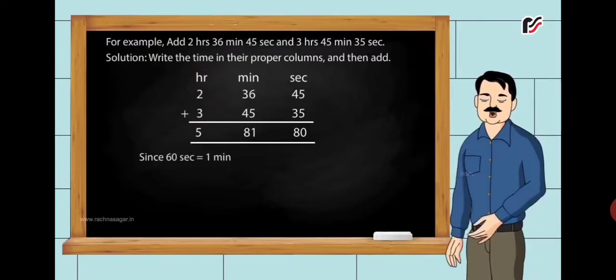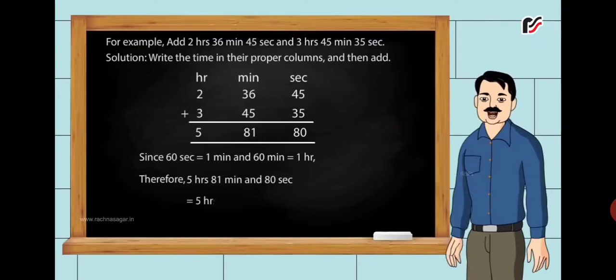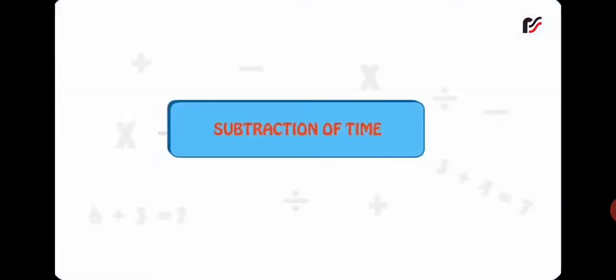Since 60 seconds equal to 1 minute and 60 minutes equal to 1 hour, therefore 5 hours 81 minutes and 80 seconds is equal to 5 hours 60 plus 21 minutes and 60 plus 20 seconds, which is equal to 6 hours 22 minutes 20 seconds.